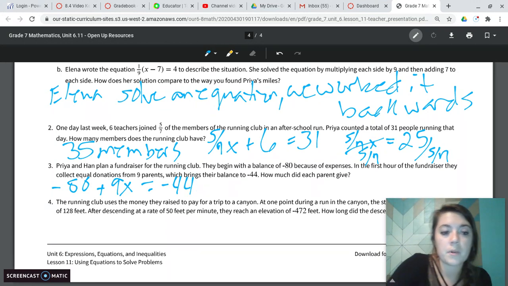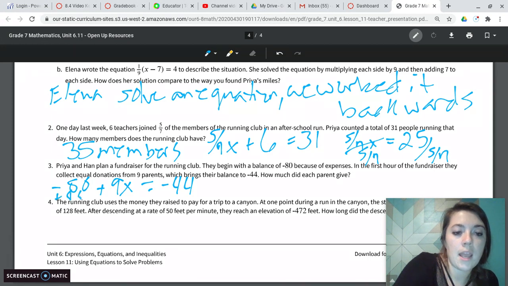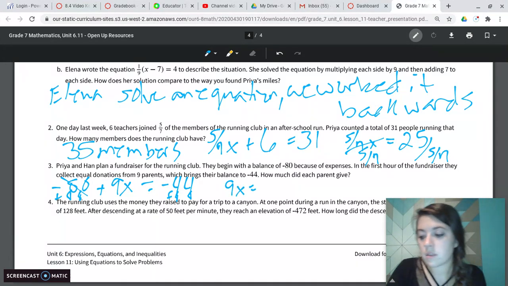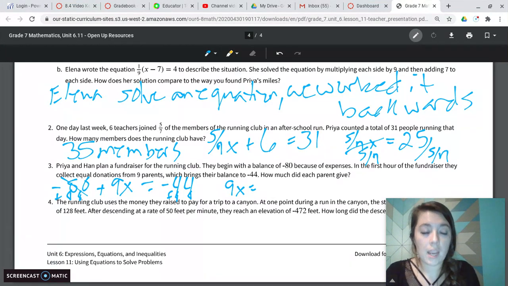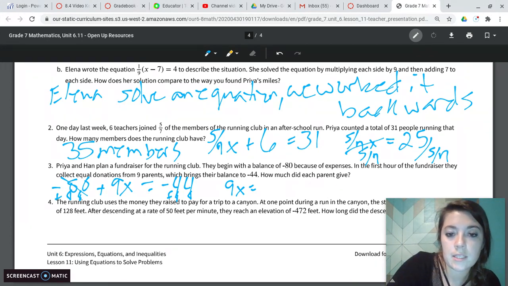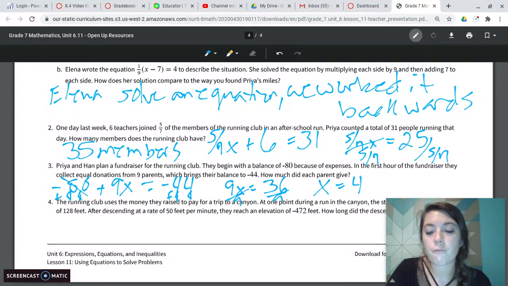So to solve this, we're going to add 80 to both sides. So we end up with 9x equals, if we add 80 to negative 44, that's going to give us 36. And then divide by 9. So X equals 4. So they got $4 from each of those parents.